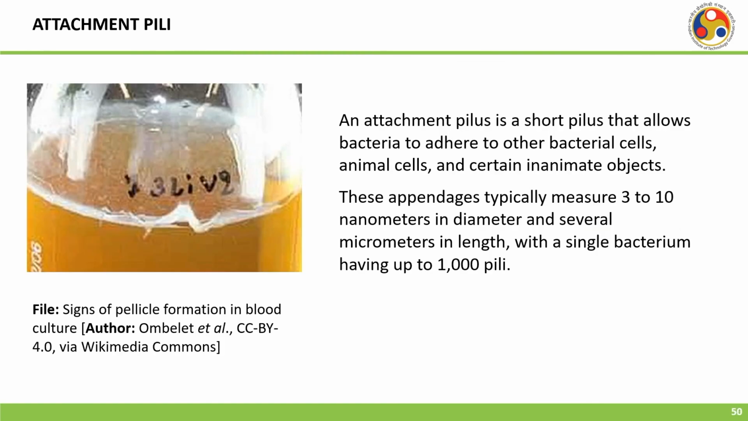Attachment pili. An attachment pilus is a short pilus that allows bacteria to adhere to other bacterial cells or animal cells or even inanimate objects. These appendages typically measure 3 to 10 nanometers in diameter and several micrometers in length, with a single bacterium having up to 1000 pili.